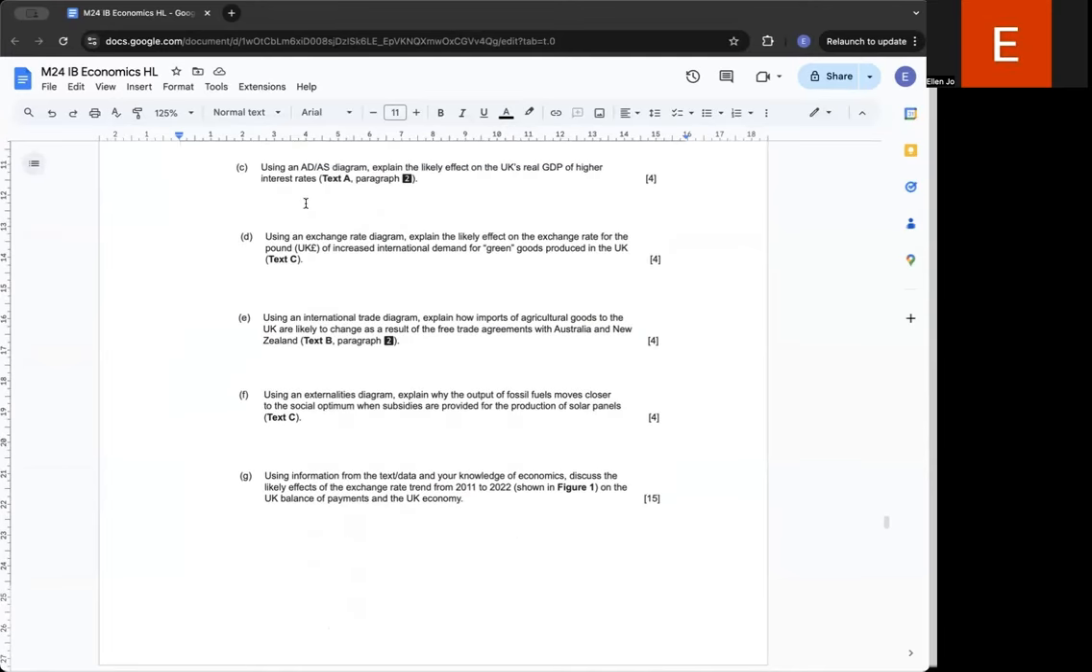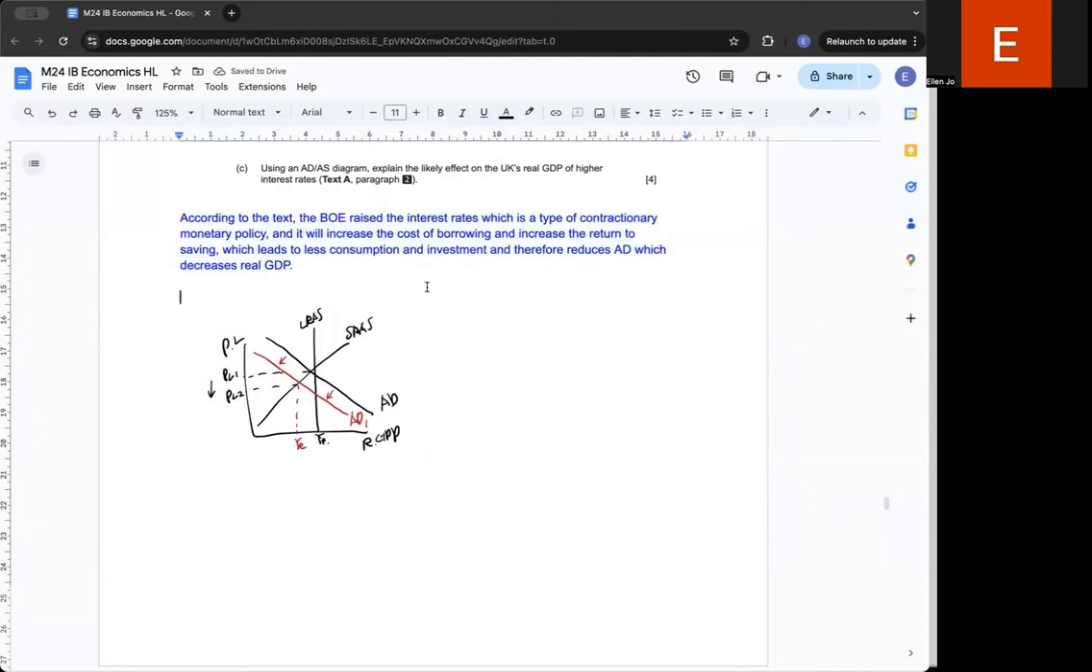Using an AD/AS diagram, explain the likely effect on the UK's real GDP of higher interest rates. According to the text, the BOE raised the interest rate, which is a type of contractionary monetary policy. It will increase the cost of borrowing and increase the return to saving. So it will lead to less consumption and investment and therefore reduce AD, which decreases real GDP, as you can check from the diagram.